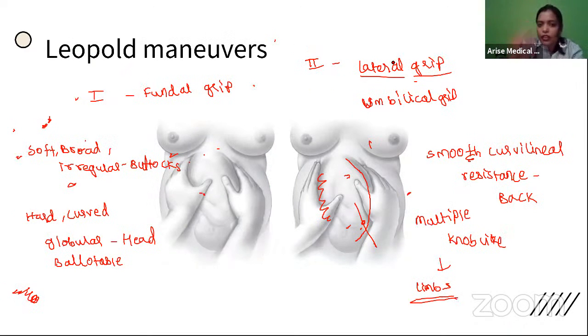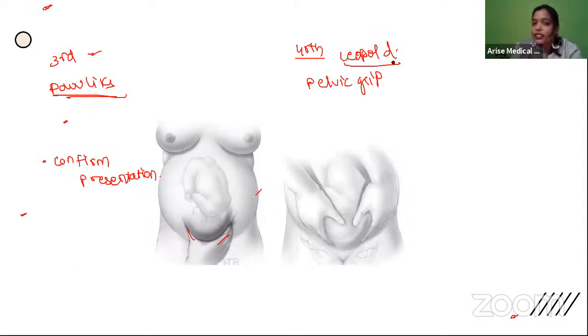Now to sum up: the first one is the fundal grip, the second is the umbilical or lateral grip, the third is Pawlik's grip, the fourth is the pelvic grip. How to remember which is the fourth one? The first three are done facing the patient's face. Only the fourth, the pelvic grip, is done facing the patient's feet. That is one more thing I want you to remember.